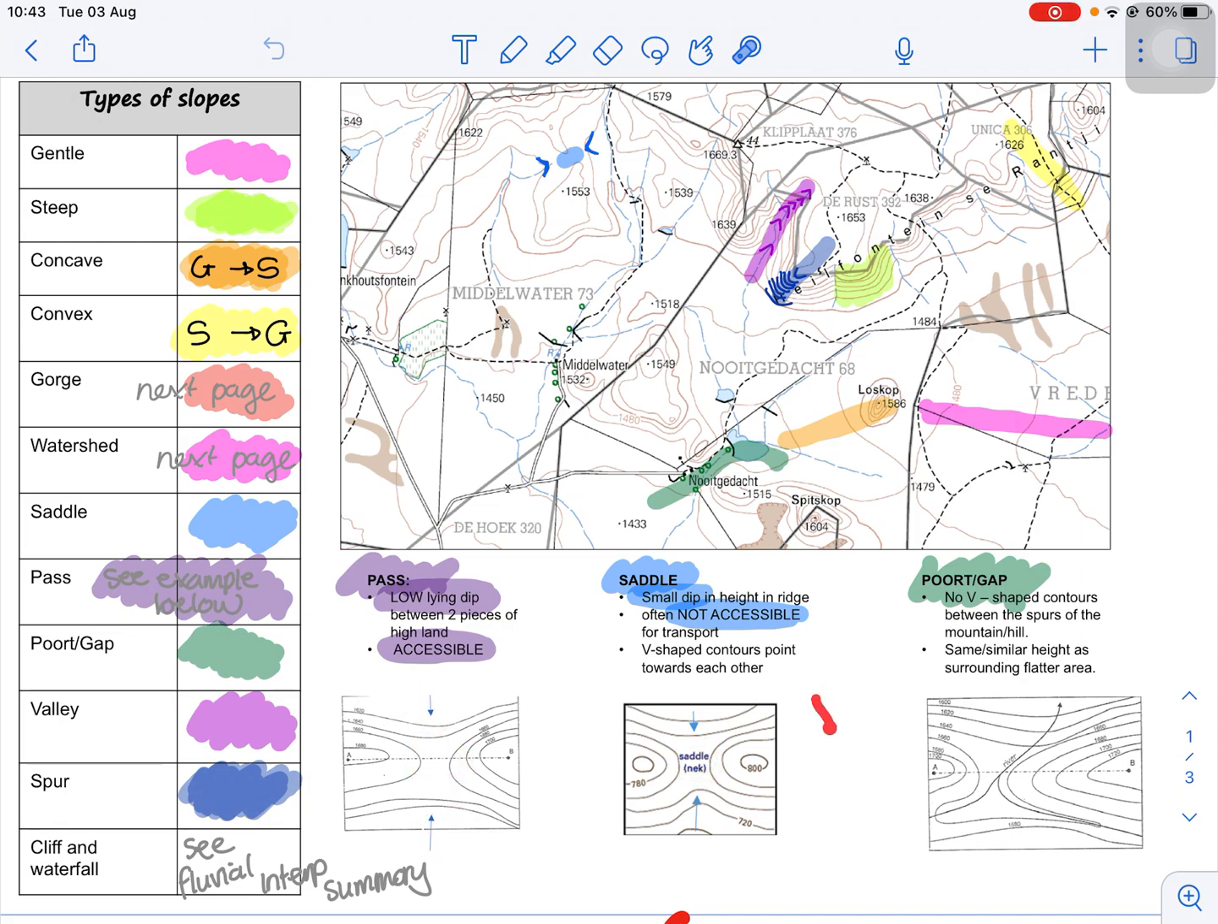And those V-shapes are not going to be a very strong cut V-shape. You can just see that they kind of make an open U shape pointing towards where that region of the saddle or the pass is found. But the one is accessible because the entire landscape is found at a lower altitude in that region, whereas the saddle is going to be found much higher up and not accessible.